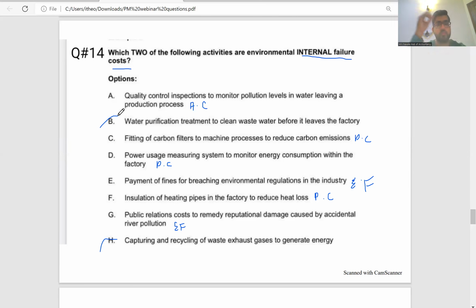So inspections and quality control are an appraisal cost. Carbon filters to reduce emissions are a prevention cost. Power usage system to monitor energy consumption is a prevention cost. Reducing heat loss is also a prevention cost. Fines and reputational cost are external failure costs, because they happen after you do something bad. So B and H will be the internal failure costs.